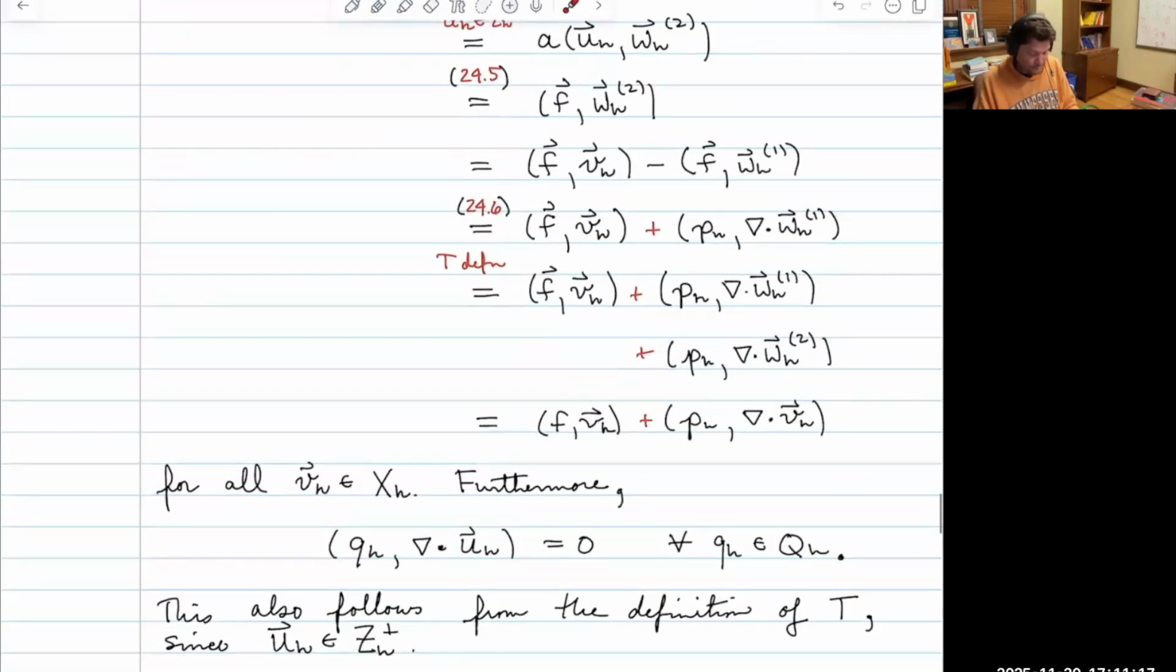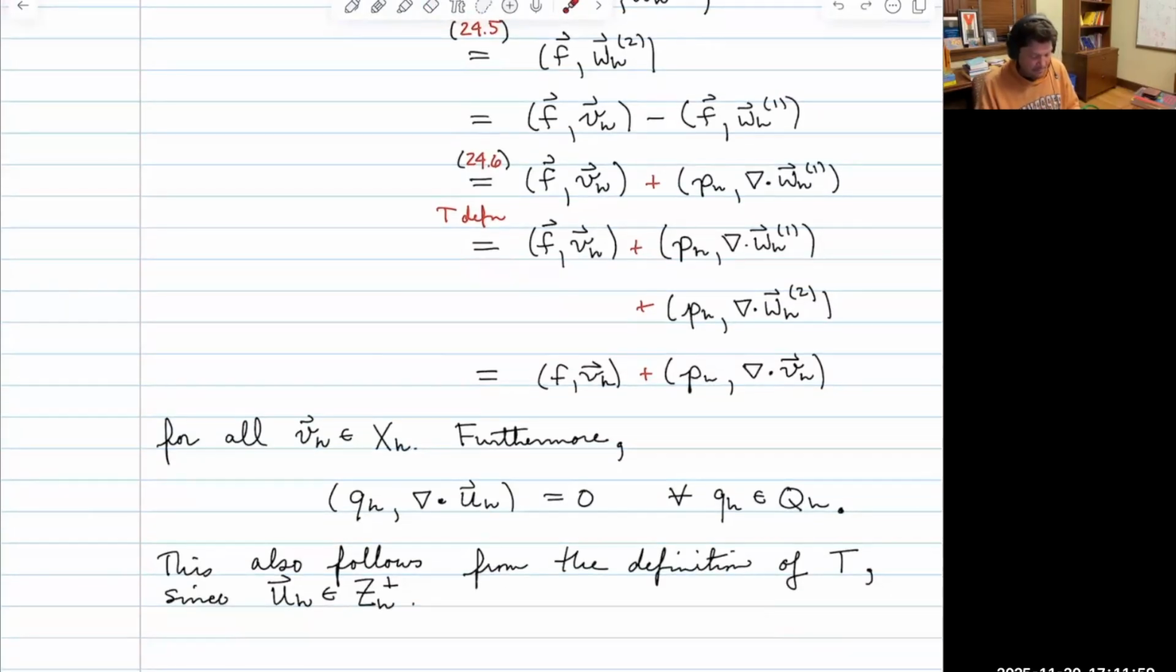What am I doing here? Well, what you can show is that the pressure, because it's from the pressure space QH, is kind of orthogonal. If I form this bilinear form, this whole term is always going to be zero. The reason is that P is from the pressure space QH, and this is from ZH perp, so this is quote unquote orthogonal to this guy. I'm going to prove this below, but it really just follows from the definition of T. So that's why I can add this term.